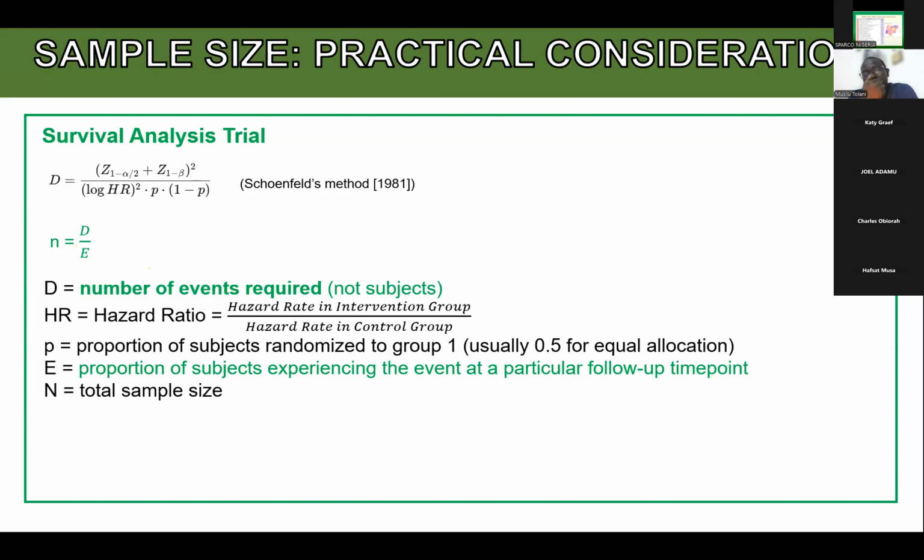One of the commonest formulas used is the Schoenfeld method. It's old and it's still being used. What this formula actually calculates is not the sample size per se, but the number of events required to achieve that sample size. As such, when this is gotten, we need to divide it by the proportion of subjects that will experience the event, say at a 2-year time point, in order to get the actual total sample size for the study.